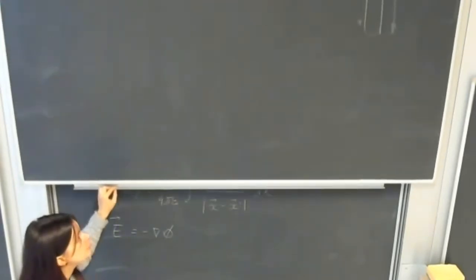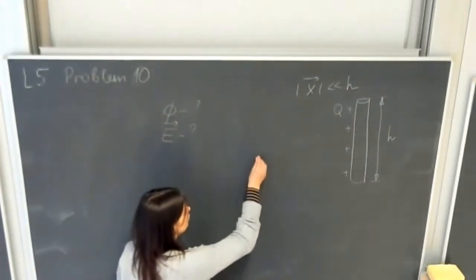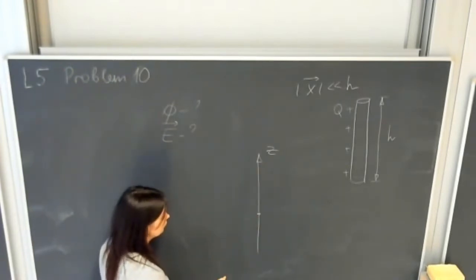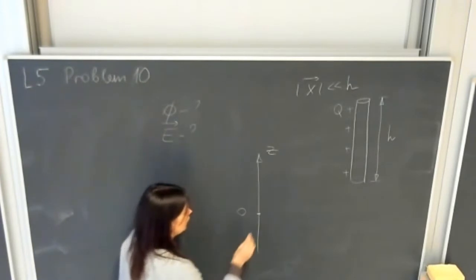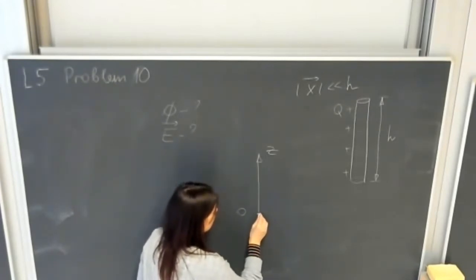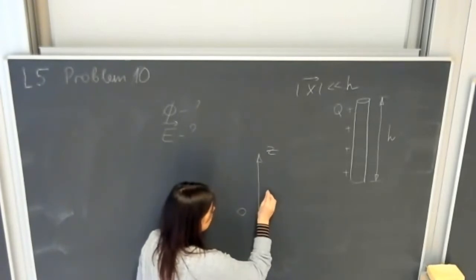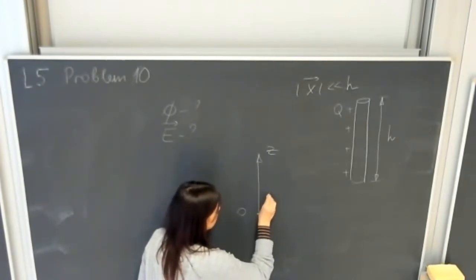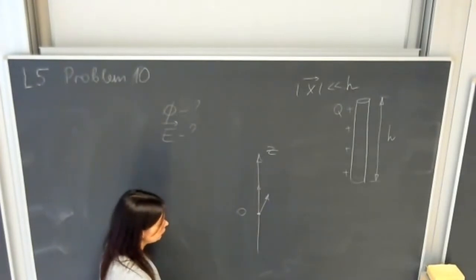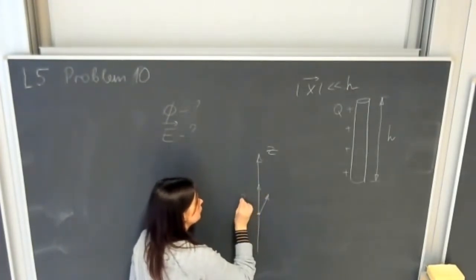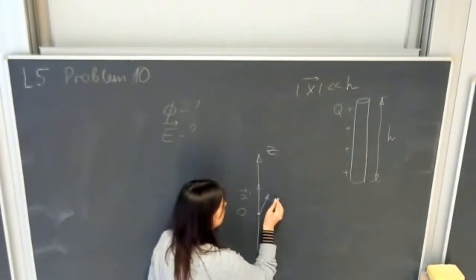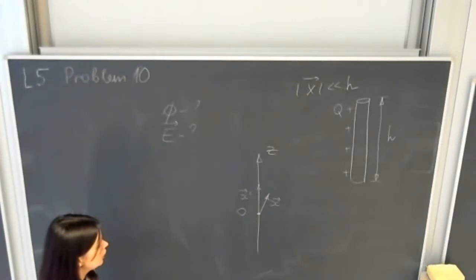So first of all, let's define source and field points. If we assume that the rod is thin, our source point is on the rod, and the field point is pointing somewhere nearby.